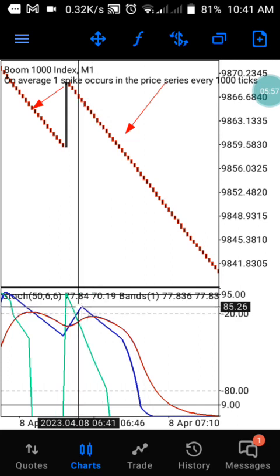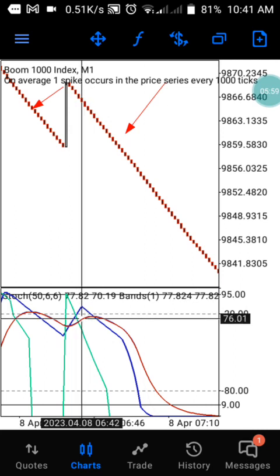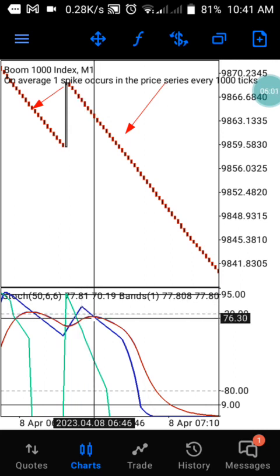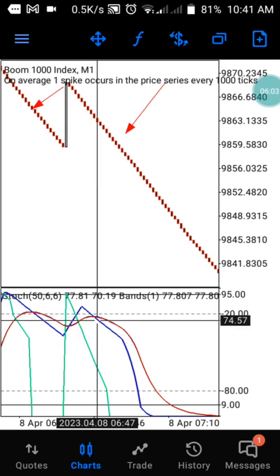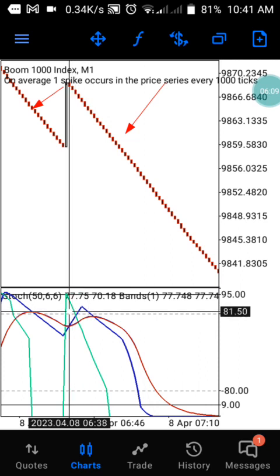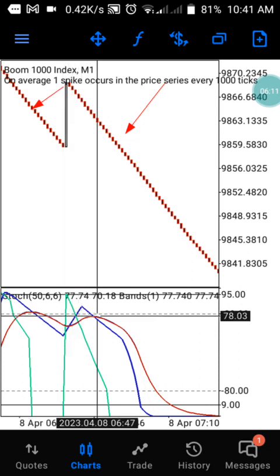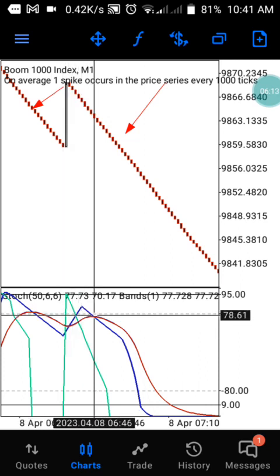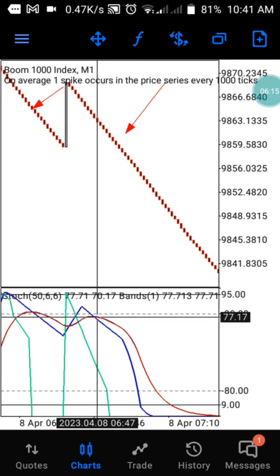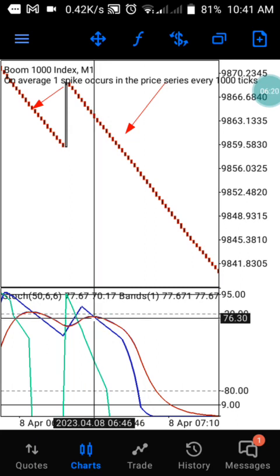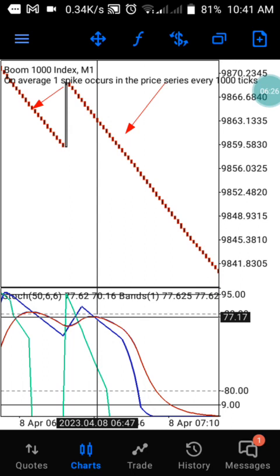When the red line is crossing the blue line at this particular time, it always happens when there is a spike. When there is a spike, you see a spike happen here, and what we see next is that the red line is crossing above the blue line. So it's crossing above the blue line at this particular candle, and you can just wait a little bit to look for another candle.